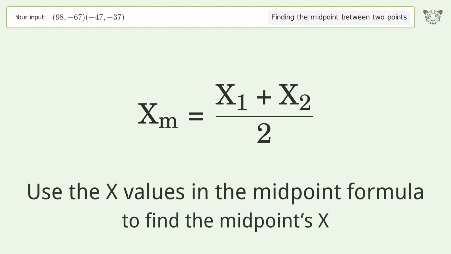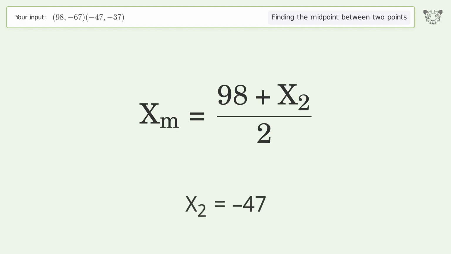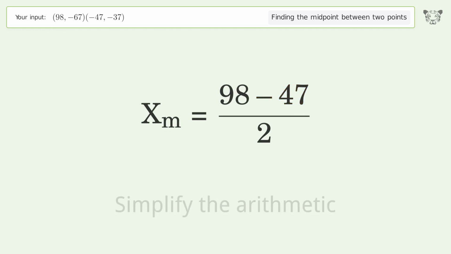Use the x values in the midpoint formula to find the midpoint's x. x1 equals 98. x2 equals -47. Simplify the arithmetic.